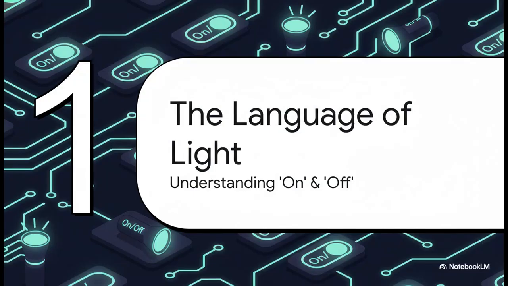Before we can understand a conversation, we first have to understand its alphabet. And for all digital machines, that alphabet is unbelievably simple. It's not made of letters or sounds. Nope, it's made of states. It's the language of light and shadow, of on and off. And this right here is the absolute foundation of everything that follows.